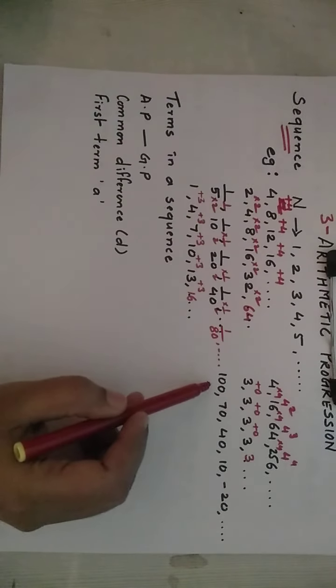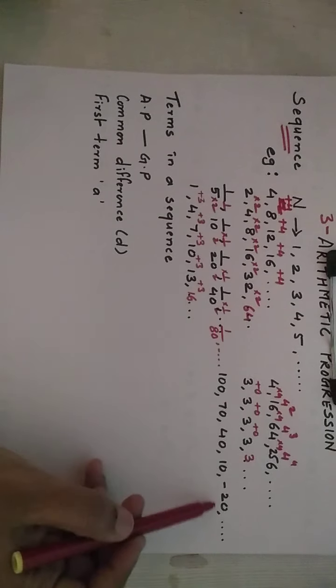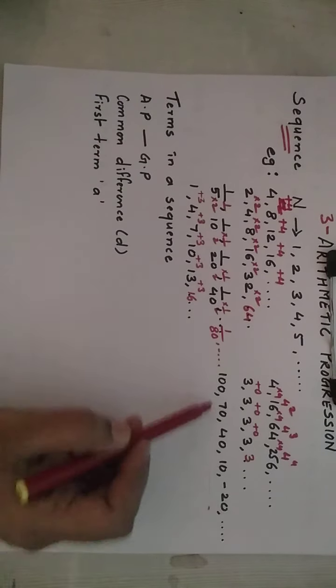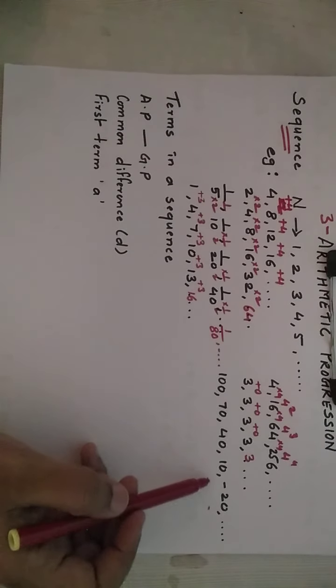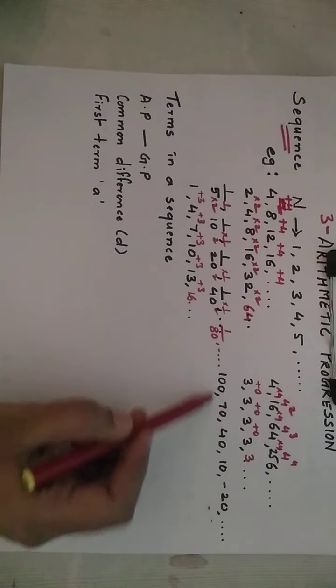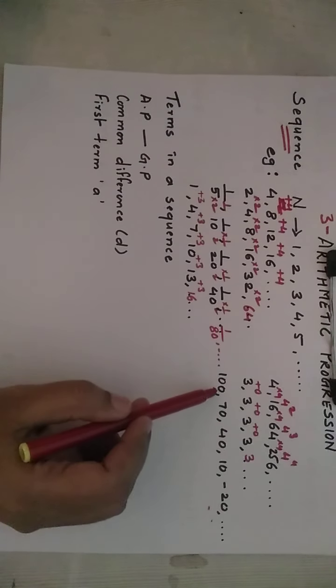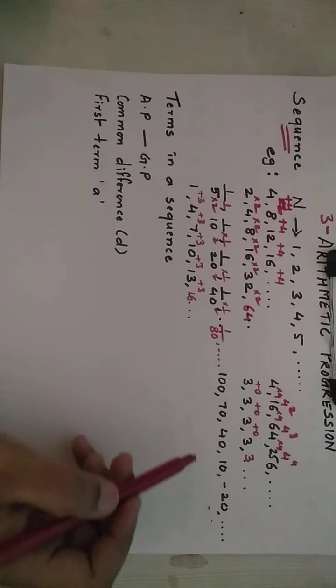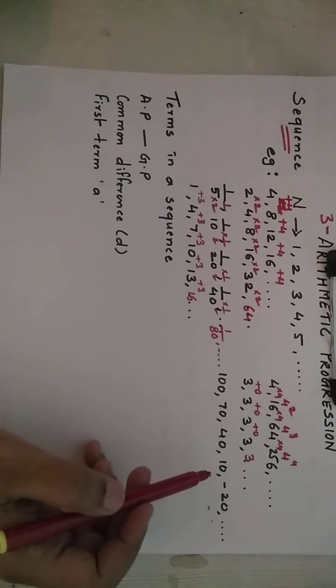The last example is 100, 70, 40, 10, minus 20. Here just try to make a guess what we are doing. If you'll observe over here, the numbers are decreasing. That means we are not adding a number, we are minusing a number, we are subtracting a number.